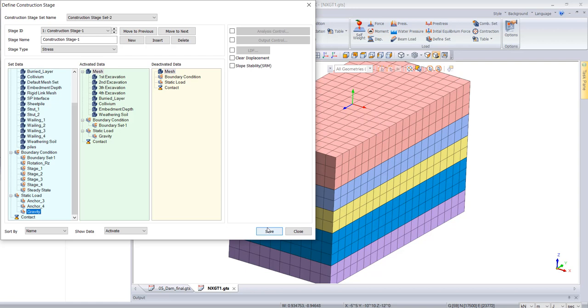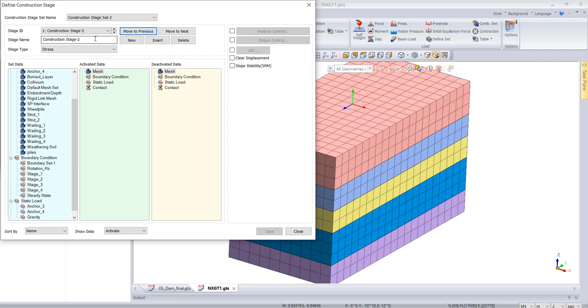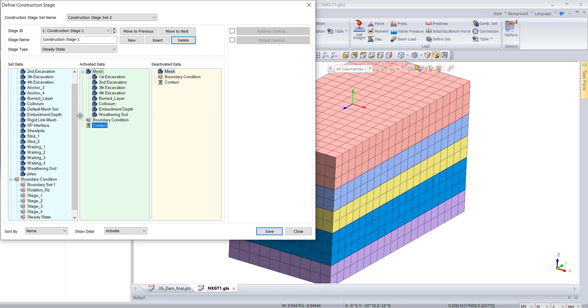So this will be the initial condition, and we can just move this to previous, and we call this transient state. Or sorry, we can delete this stage, and we check this to be steady, and even the boundary condition here we'll leave out, and we just keep it stresses, and the boundary condition will be okay like this, and we say save.